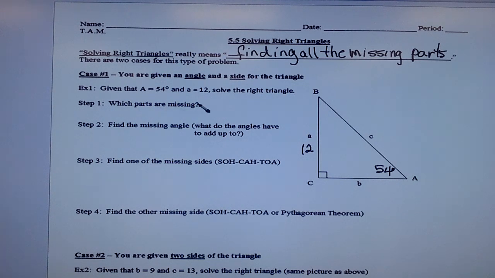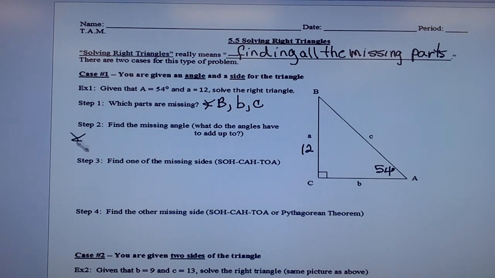So which parts are missing? You're right. Angle B, side B, and the hypotenuse C. Great. Okay, so the first thing we'll do is find the missing angle. So remember, the sum of the angles of a triangle equals 180. We have a guaranteed 90 right here. So we know that the remainder is 90 minus whatever value we have. So let's use that concept to find angle B.